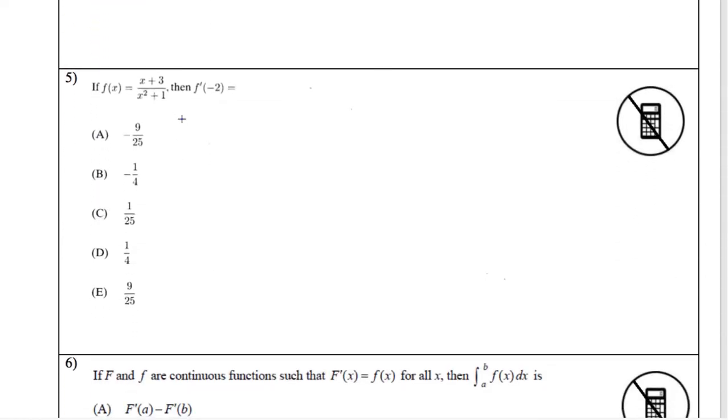All right, number 5. This one we messed up a little bit. This is quotient rule. Whenever you see something on the bottom that you can't bring to the top, you need to use quotient rule. What's quotient rule? Shout it out.